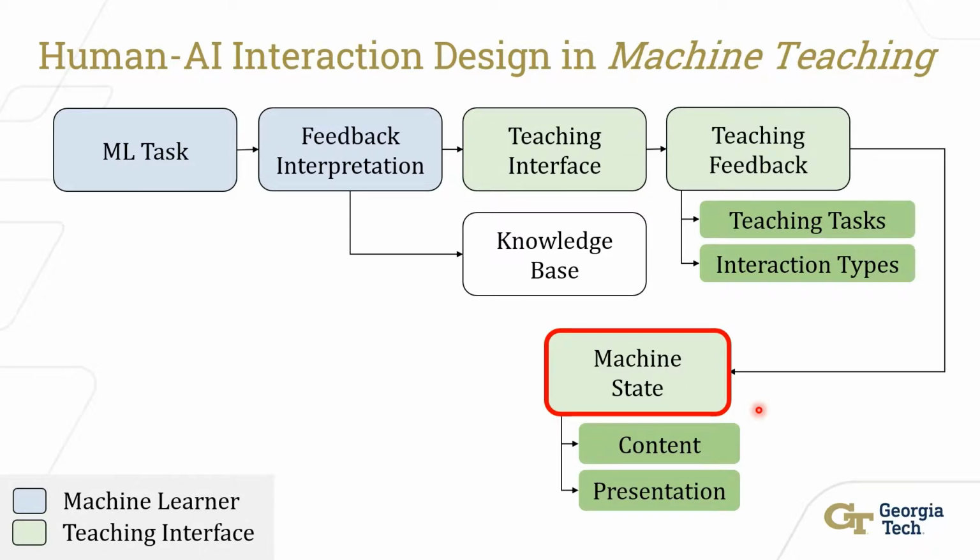The next component of the teaching interface is the machine state, which is the AI to human channel of communication. By perceiving this machine state, the teacher is able to understand the current limitations of the machine and correct mistakes by performing the teaching tasks that we discussed. So, this step of the design process is to essentially decide the content and the presentation of the machine state for each teaching task and aim to elicit the right mental model about machine in teacher's mind.